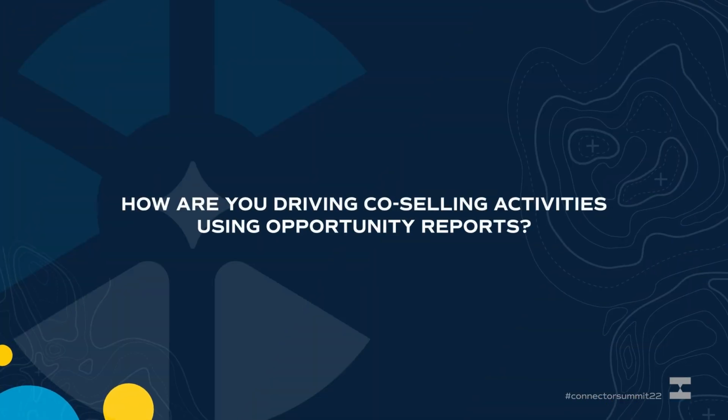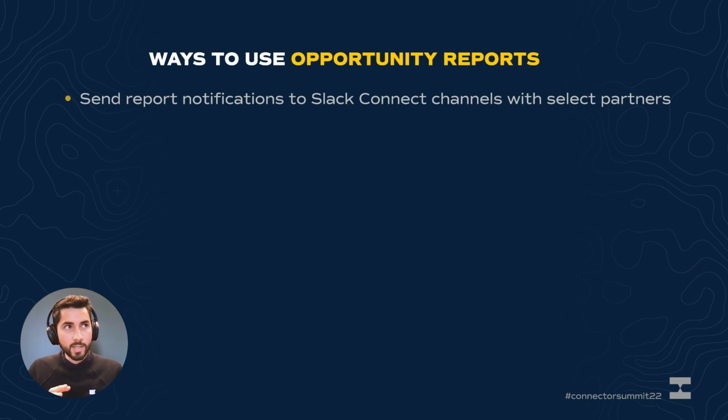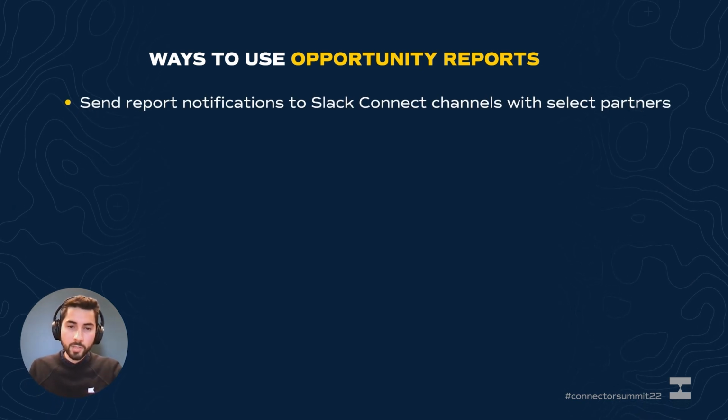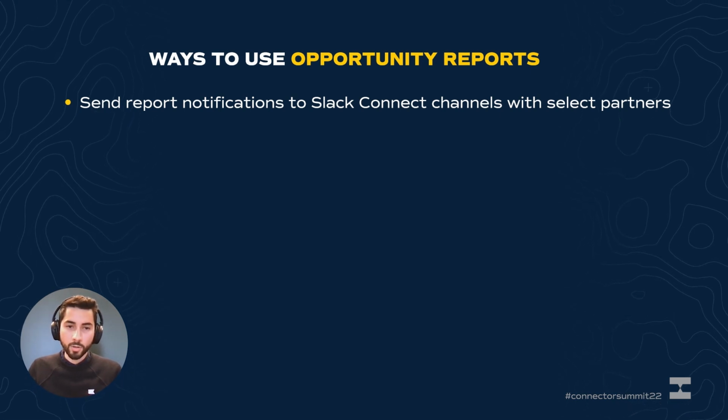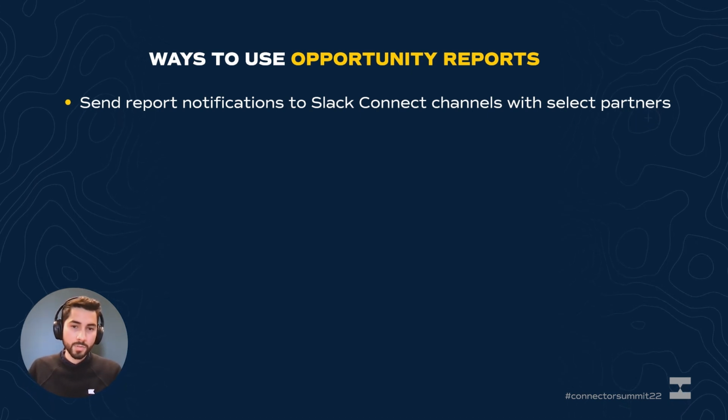How are you driving co-selling activities using opportunity reports? As our tech partner team was growing this year and we were starting to explore opportunity report data, we are taking an experimental approach with several departments across the company and with partners. So some of these experiments are the following. One is building custom report notifications in shared Slack channels with select elite partners. This has been a really cool, nifty feature where we kind of set it and forget it. And within this Slack channel, it'll automatically tag the account executive or account owner at Klaviyo or at the partner to immediately introduce or prime a conversation between those folks.